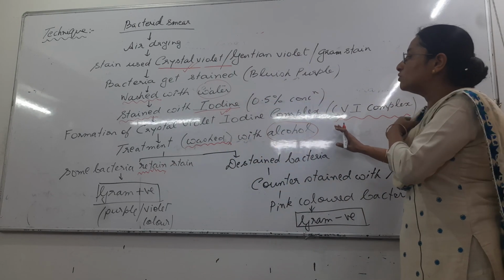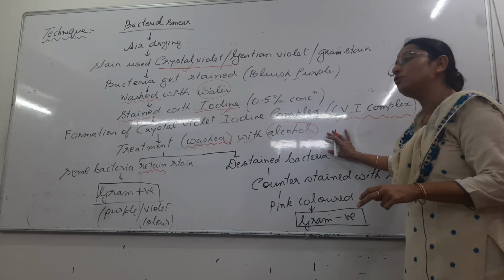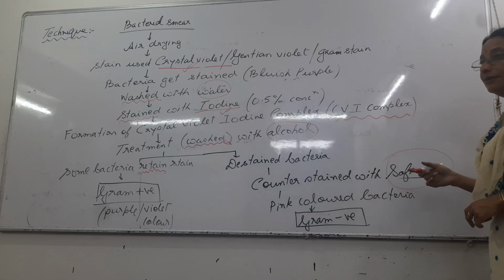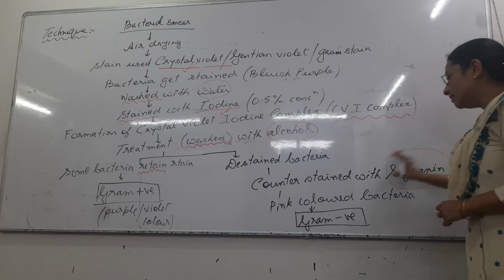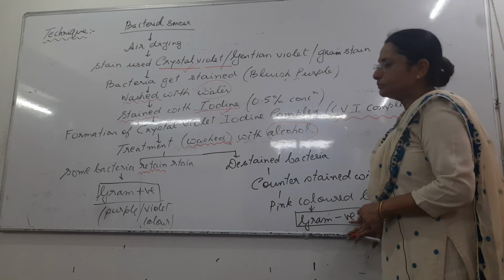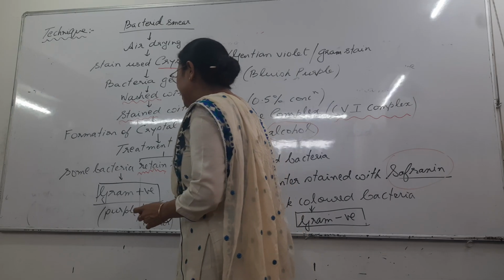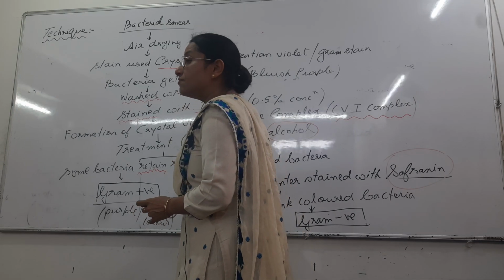The rest of the bacteria that could not retain the stain, to see them you have to use another stain called safranin, which is pink in color. Because of this color, the bacteria become pink, right? So here is a question up till here: which step differentiates Gram positive and negative?